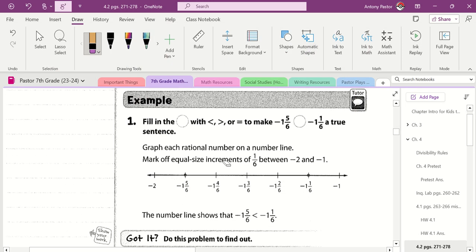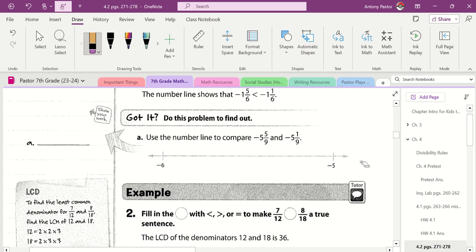On a number line here, it's indicated that -1 and 1/6 is right here to the right of the line, near -1, which is near 0, whereas -1 and 5/6 is further down here, closer to -2, which would make this one a smaller number. Remember, the more towards the left, the smaller the number is. The more towards the right on a number line, the bigger the number is.